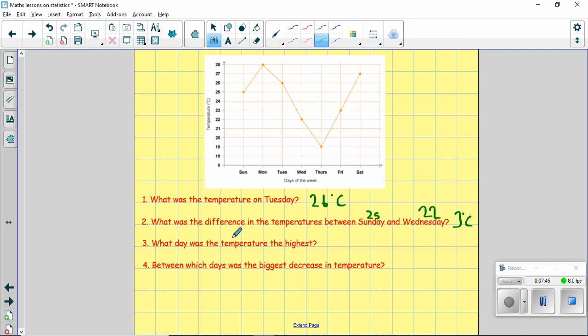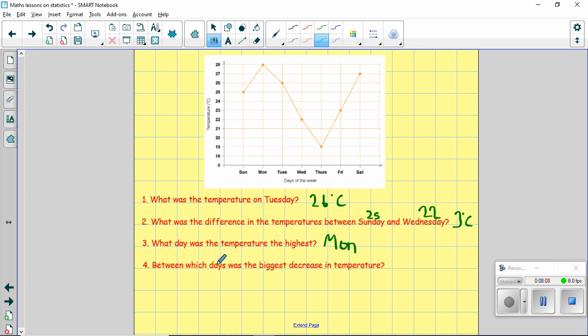Question 3, what day was the temperature the highest point on the line graph? Well, that's the highest point up there, isn't it? 28 degrees. No other temperatures are the same or get higher than that, and that day, follow it down, is Monday. What day was the temperature the highest? Monday. You might just write Monday.